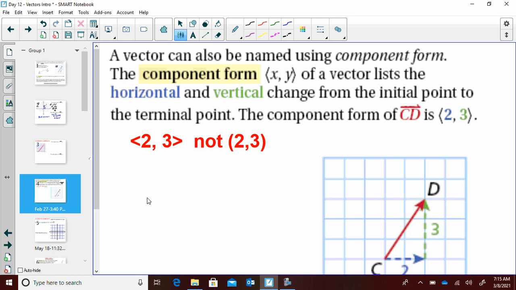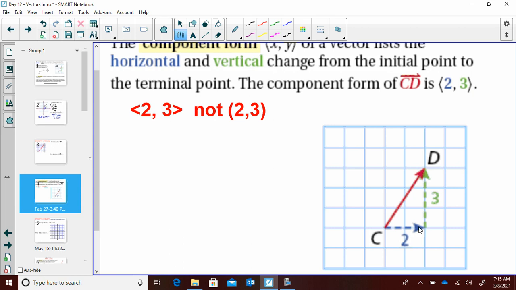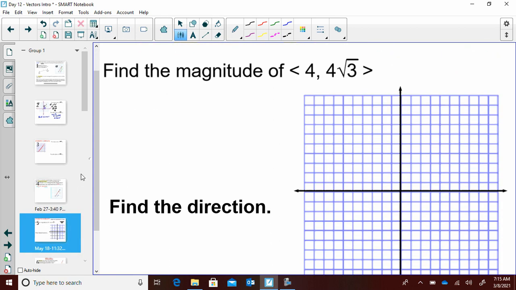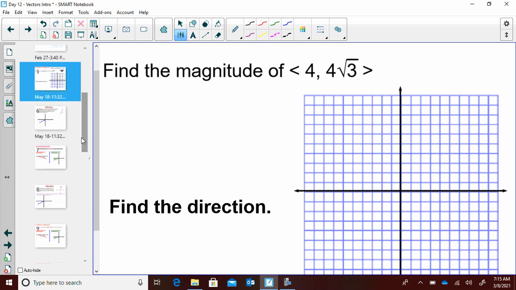It's in component form. So instead of using parentheses, it looks like the greater than and the less than sign. This is 2, 3. Same concept as if you were using coordinates for X and Y, right? But this is our notation. There's a student's complete for you to do.